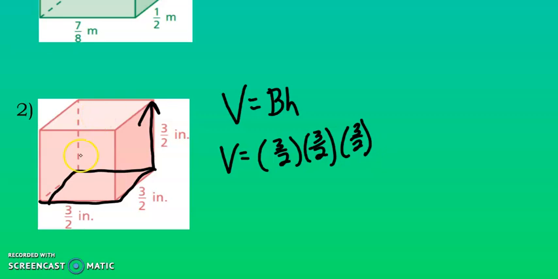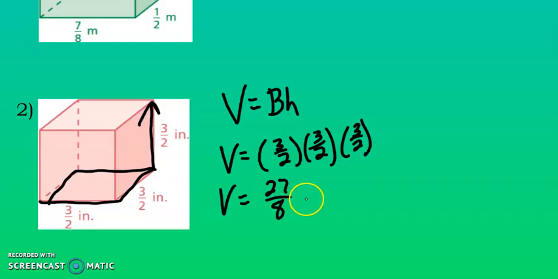Just as a side note, it is a rectangular prism, but the better name for it, because the length, width, and height are all the same, we would call this a cube. Alright, first I'm going to simplify before I multiply, but again, there's nothing I can simplify. 3 can't go into 2, and it's all 3's on top, all 2's on bottom, so I'm just going to multiply. 3 times 3 is 9, times 3 is 27. 2 times 2 is 4, times 2 again is 8.